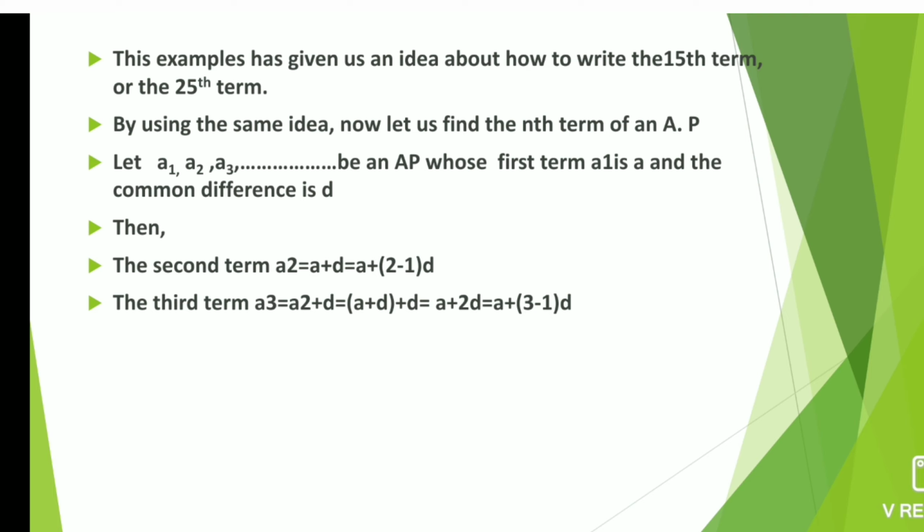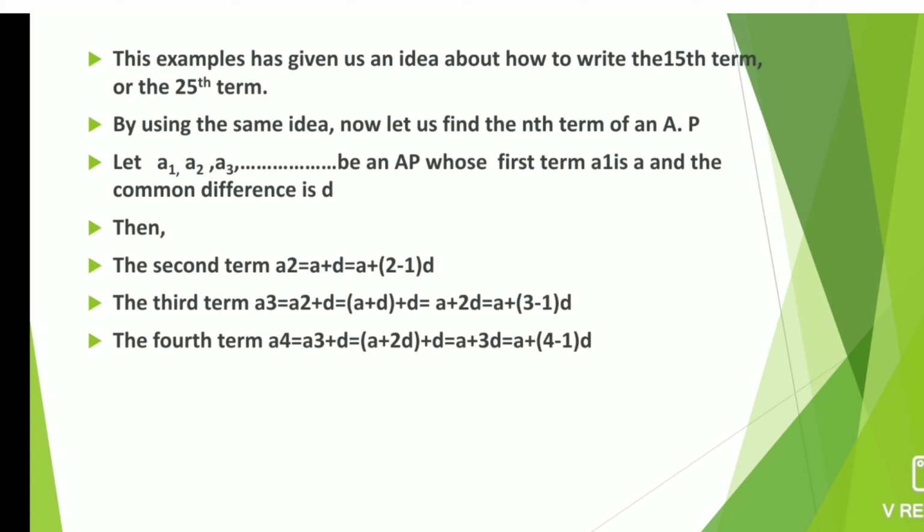And similarly, the third term A3 is equal to A2 plus D, that is, A2 is nothing but A plus D, so A3 is equal to A plus 2D, which is equal to A plus 3 minus 1 into D. See the process, children, see the pattern of what I am writing.